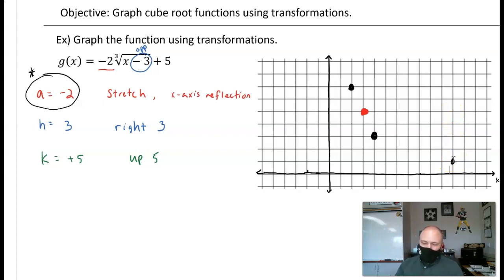Okay. And then lastly, I'm going to go left 8. 1, 2, 3, 4, 5, 6, 7, 8. And instead of down 2, I go up 4 because of my a value. 1, 2, 3, 4. And again on the screen so you can see. 1, 2, 3, 4, 5, 6, 7, 8. Up, 1, 2, 3, 4.